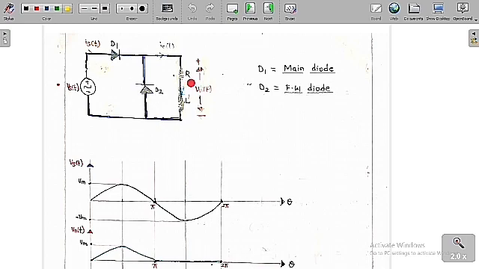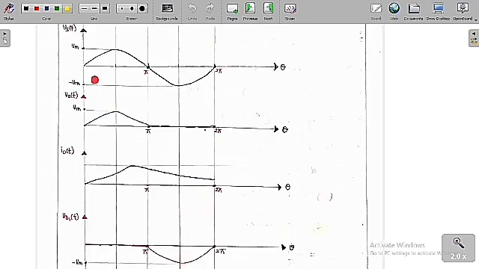We have just kept this freewheeling diode across the RL load, and now we are going to analyze this new circuit. Here the source voltage Vs of t is equal to Vm sin omega t. This is the graph we are going to get. Its peak values are plus Vm and minus Vm.